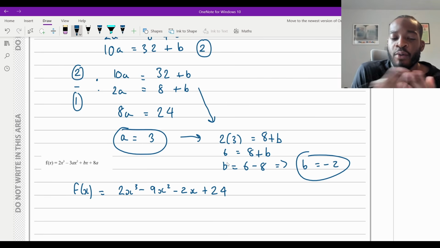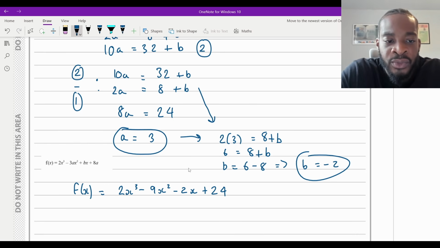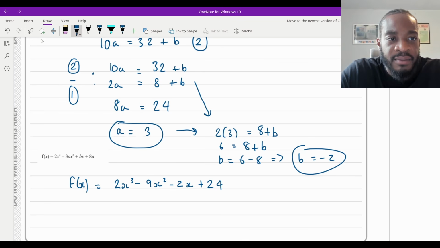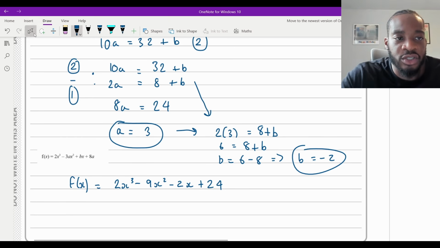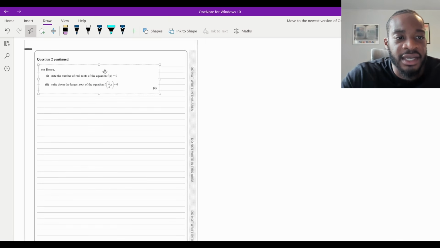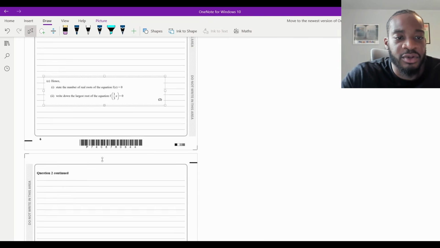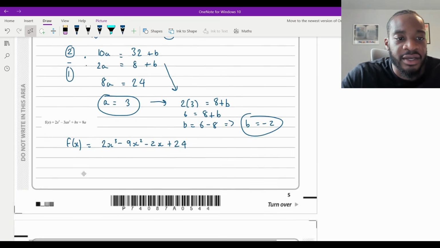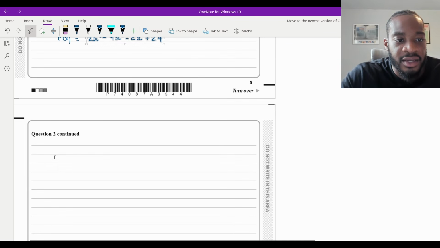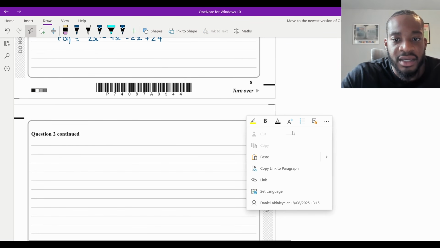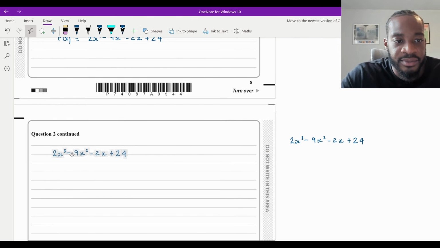Or you could compare coefficients, and I think that's more efficient in this case. So that's what I'm going to do with this one. So let me grab this here. So what am I going to do? I'm going to write f of x on the left hand side. You know what? I'm going to do it on the next page just so I don't run out of room. And this is the next part, C. I'll put C here. Okay. So what I'm going to do is grab this function here, 2x cubed, and then paste it there.